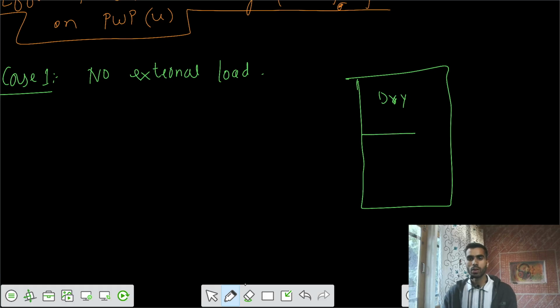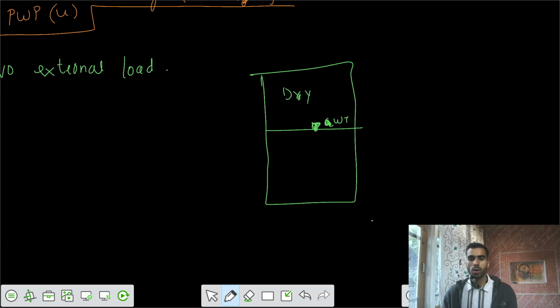After that, we have the water table up to this point. Let's say this is the groundwater table, or we can say this is the water table. And I want to find the pore water pressure at this location. Let's say the height is H1, and this is the height H2. At this point O, I want to calculate the pore water pressure.